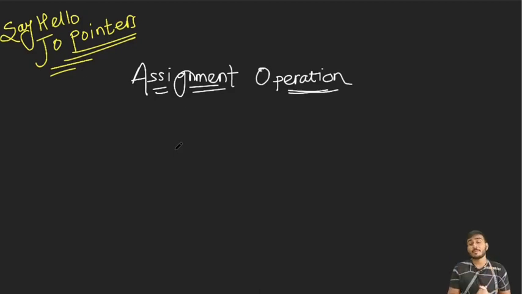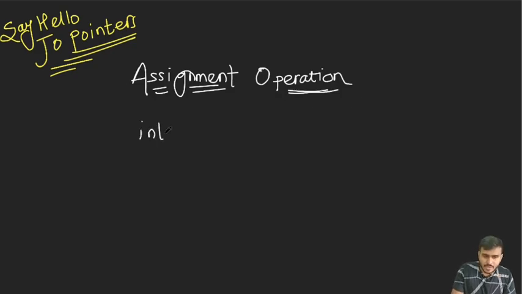Okay, so the next operation on a pointer is the assignment operation. Let's quickly discuss the assignment operation on the pointer. We have already discussed it in our earlier videos. Okay, so let's write a simple code snippet.